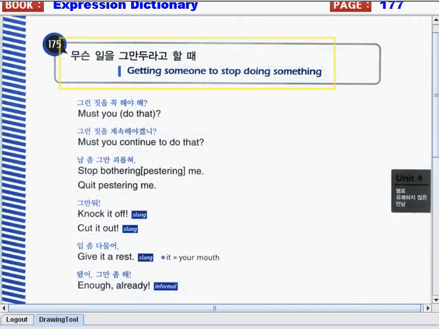Next, we have expressions used in getting someone to stop doing something. Must you do that? Must you continue to do that?